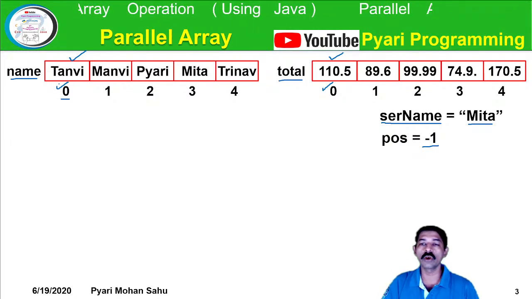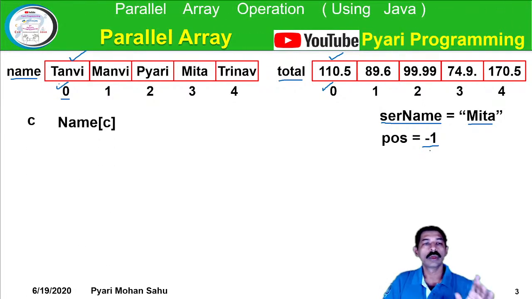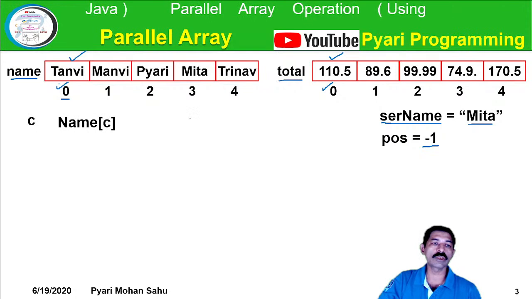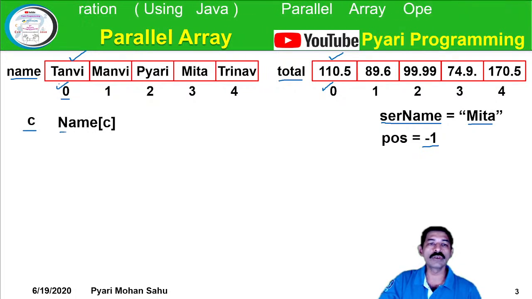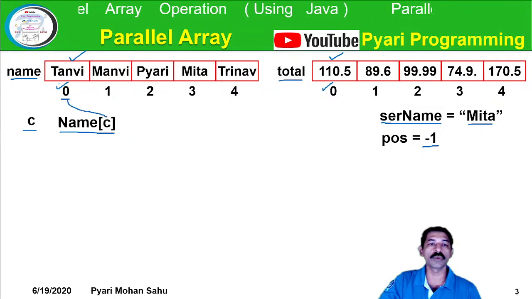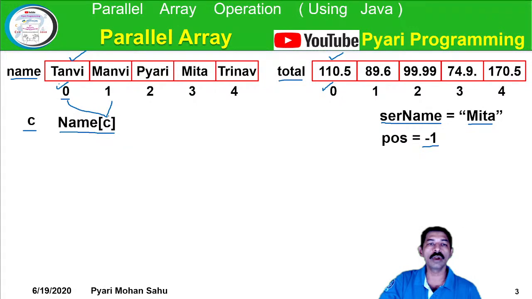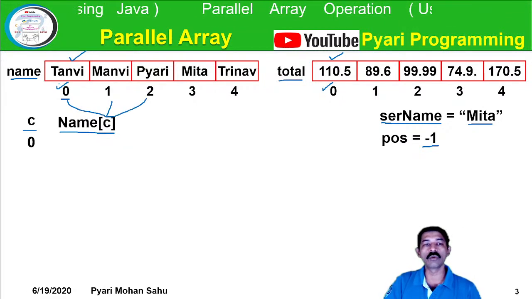This is equivalent to your flag value. Now what do I need to do? I need a variable called c, which is my loop variable, and I am going to use name of c. That means here the c is my index position, which is referring to 0, 1, 2 like this. Okay.